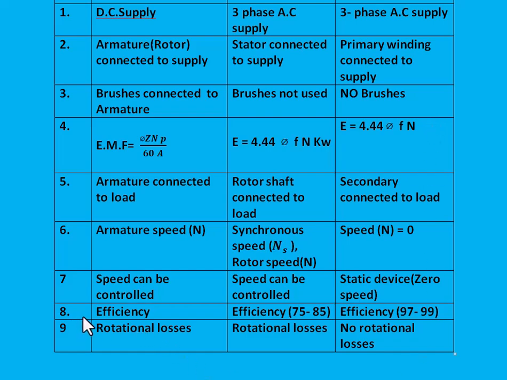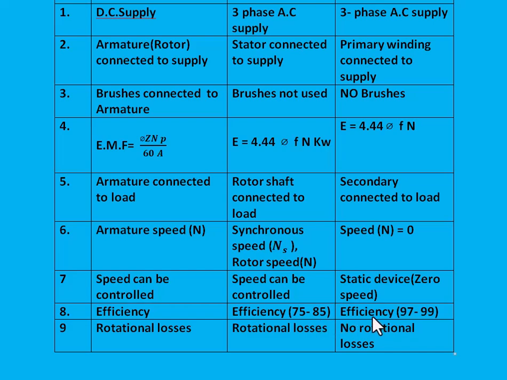Similarly, when it comes to the efficiency of the DC motor, it is present and its efficiency is not very high. And in case of 3-phase induction motor, efficiency is high. It is between 75% to 85%.